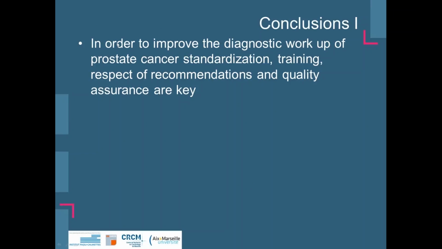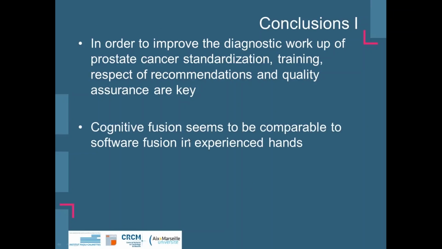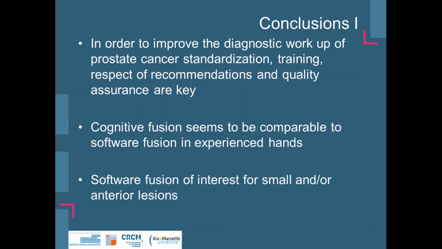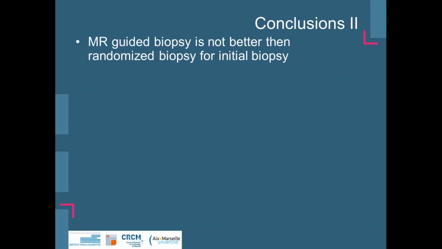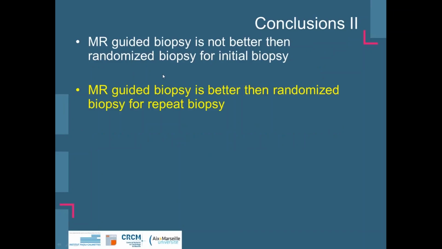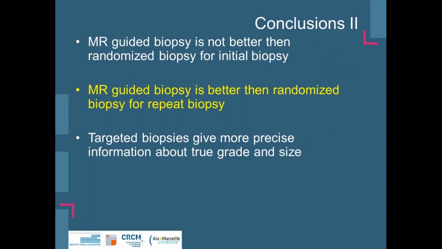In conclusion, we can say that if we want to make the MR pathway work, we need to have standards, training, respective recommendations, and especially high-quality MR. We really need to know what we're looking at and how to do it. The cognitive fusion seems to be comparable to software fusion if it is in experienced hands or done in experienced centers. And software fusion is especially of interest for small and anterior lesions. For the time being, MR-guided biopsy is not better regarding the detection rates than randomized biopsy if it's done at the initial setting. For the repeat biopsy, it is clearly recommended by almost all scientific societies.